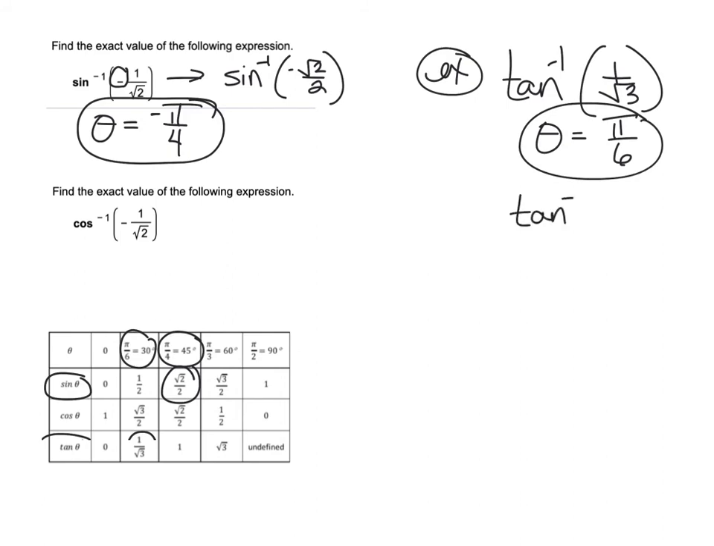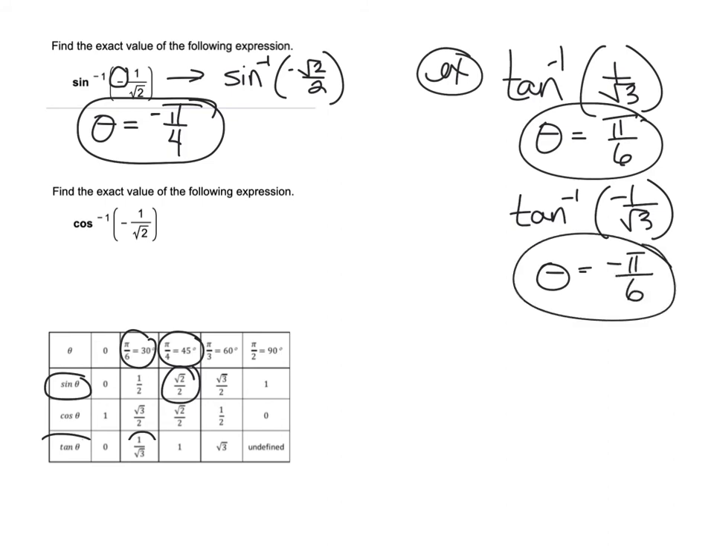If I had given you the same question, except it was negative 1 over square root of 3, your answer would have been negative pi over 6. Okay? Right here, these two examples of inverse tangent show you the difference. Positive goes with positive, and negative goes with negative. And the same thing works for the inverse sine.